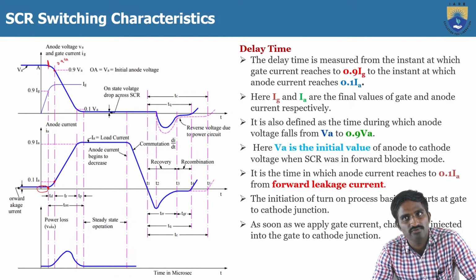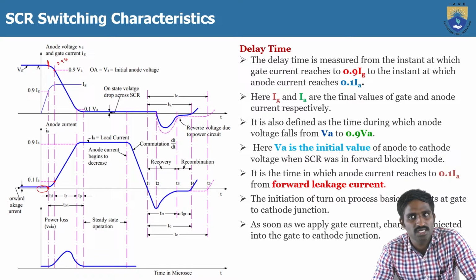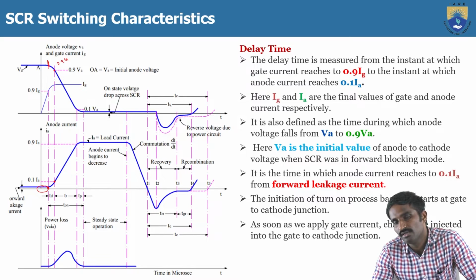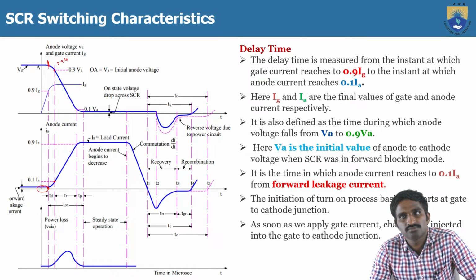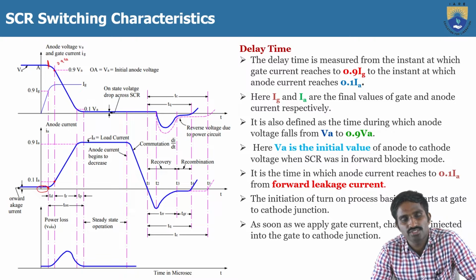This initiation of the turn on process basically starts from the gate to cathode junction only, because we have already discussed it in the gate triggering method. As soon as we apply the gate current, charges are injected into the gate to cathode junction, then the thyristor will turn on. So the turn on time of the thyristor depends on the amount of gate current that we are supplying. So this is about the delay time.